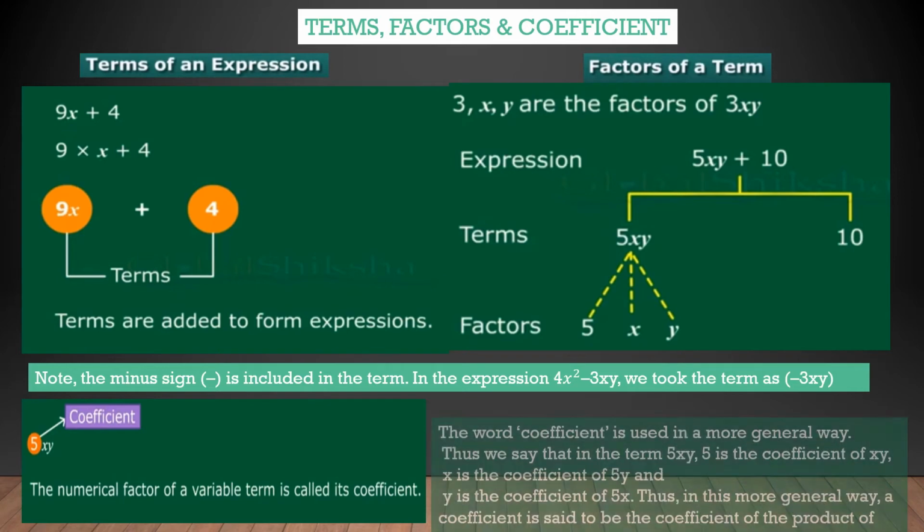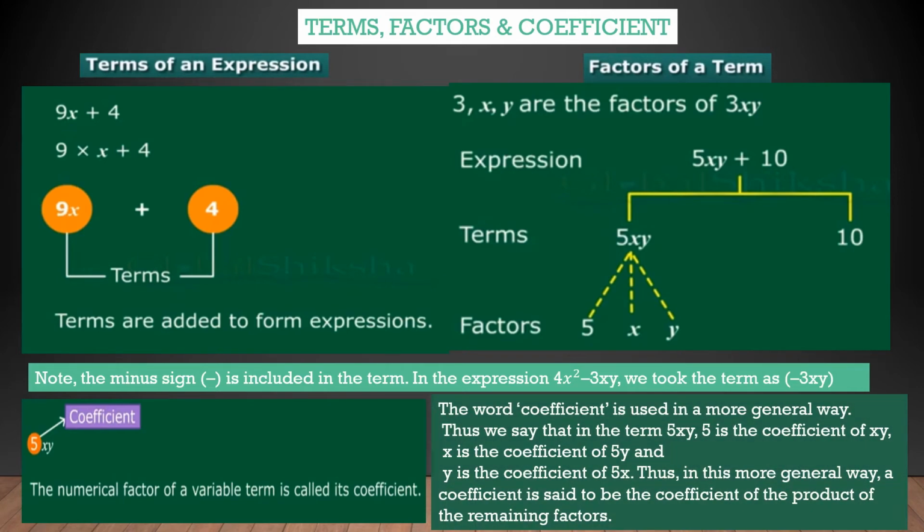The word coefficient is used in a more general way. Thus, we say that in the term 5xy, 5 is the coefficient of xy. Similarly, x is the coefficient of 5y and y is the coefficient of 5x. In this way, a coefficient is said to be the coefficient of the product of the remaining factors.